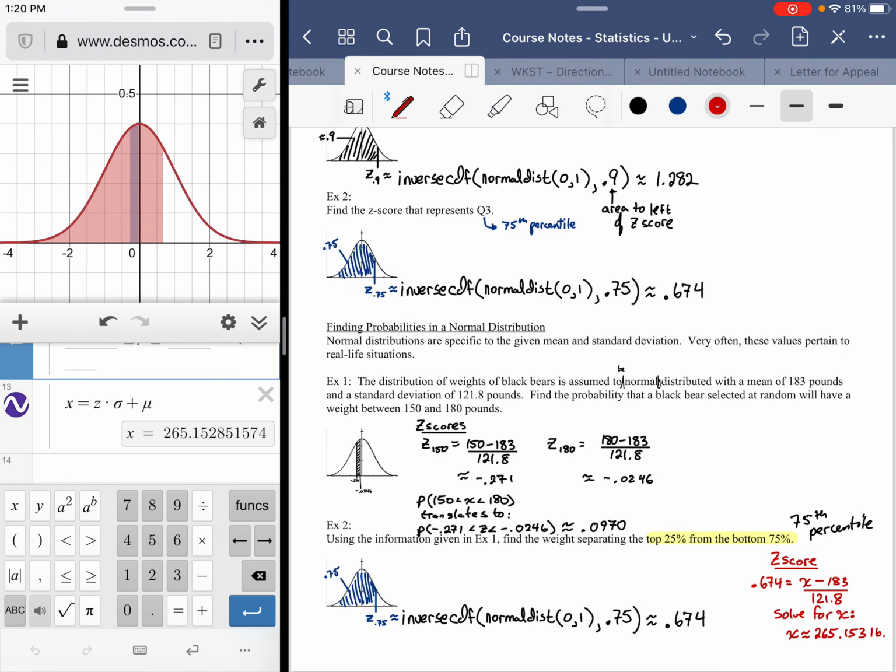All right, the other question was calling for a probability. This one was calling for an x value, which is in the units of pounds, so we would want to make sure we have that information there.